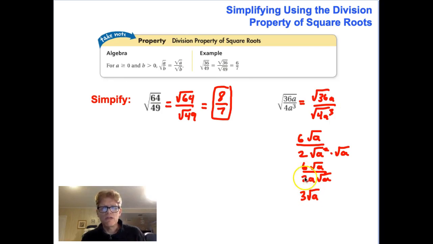That gets rid of the 2 on the bottom and leaves us just with a times the square root of a. And it looks like we might be done, but no! We still have one more thing that we can do, because a, the square root of a, divided by the square root of a, is actually 1. So these two cancel each other out, leaving us with 3 over a. And that is our answer.